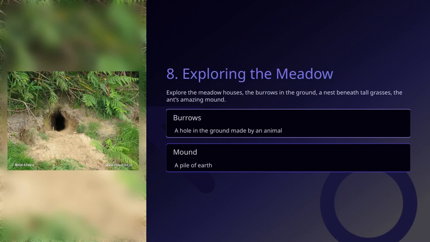And don't forget about the nests beneath tall grasses. Many birds and insects build their homes here, hidden from view but perfectly positioned for safety and access to food. All these different structures, burrows, mounds, and nests, highlight how animals adapt to their environment. They build these homes to survive and thrive in the meadow. So, exploring these homes really helps us understand the diversity and ingenuity of life in this beautiful ecosystem.